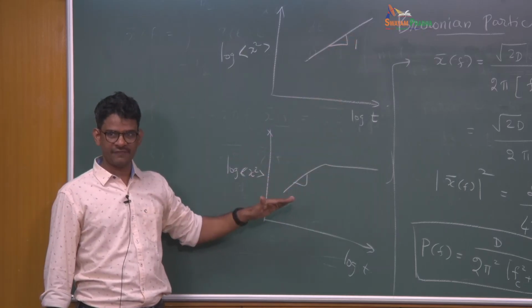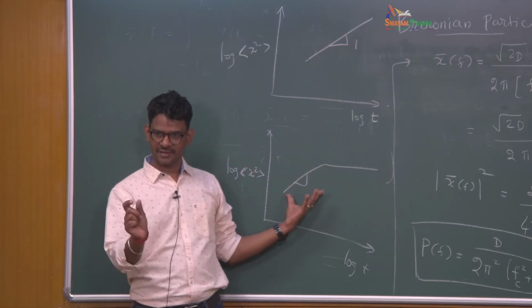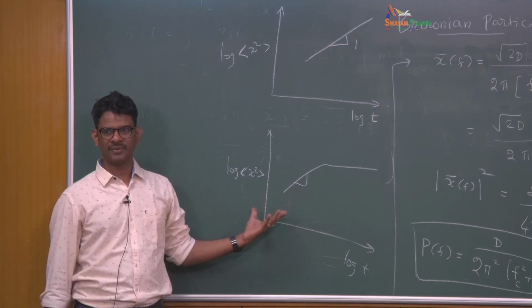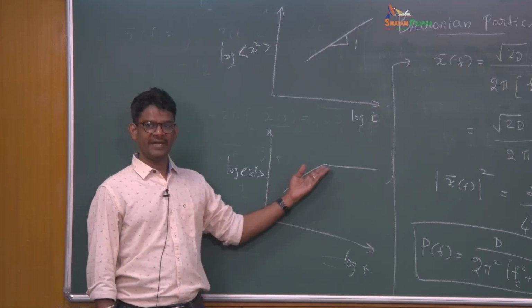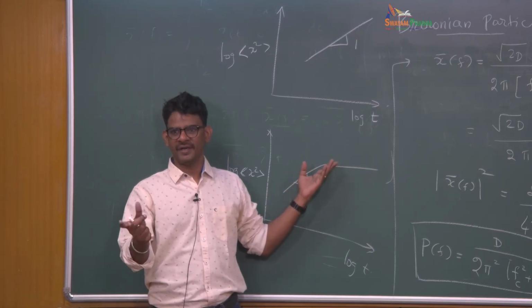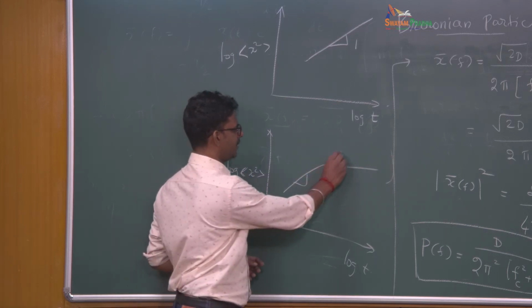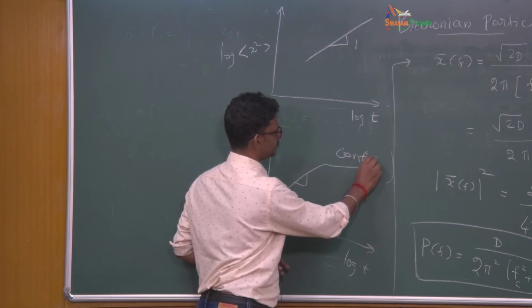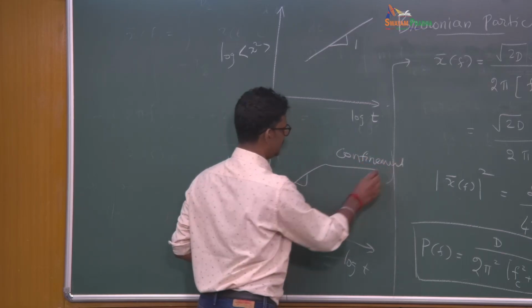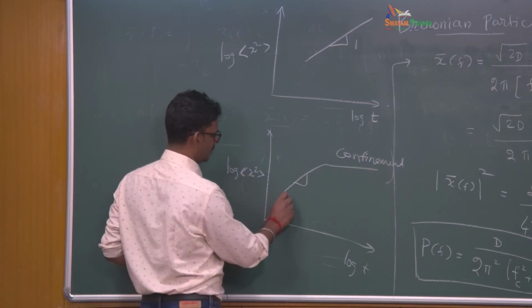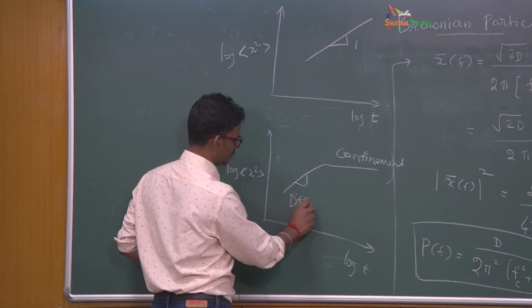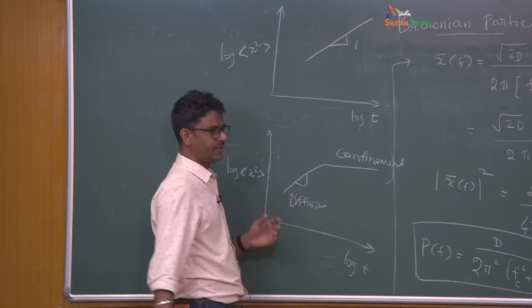When the particle is confined, locally at very short time scales you will see Brownian diffusion, but then if you wait long enough, you see this particle as if it's confined. So the mean square displacement will saturate. We say this is confinement and this is diffusion, in other words, a Brownian motion.